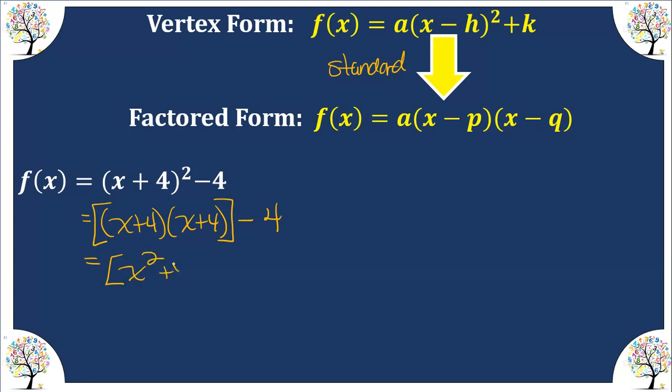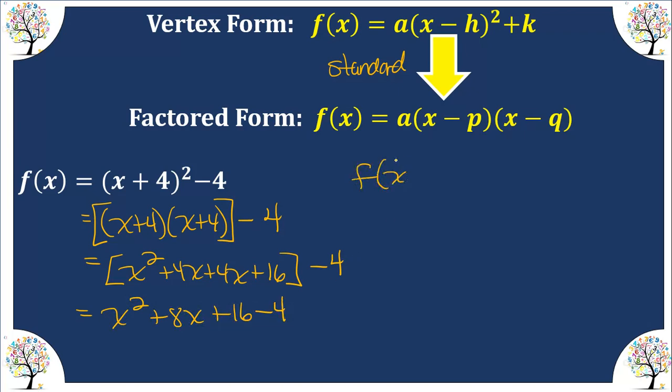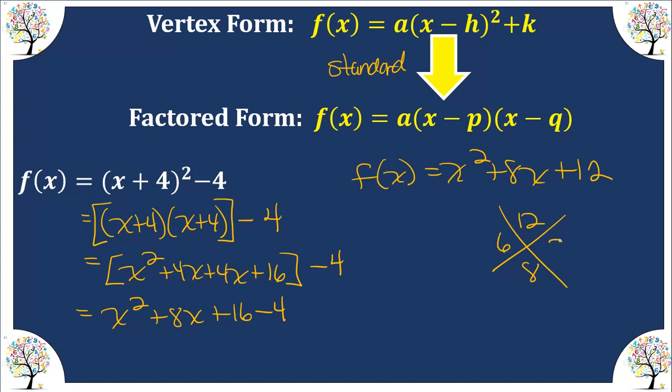X squared plus 4x plus 4x plus 16 minus 4. So I have x squared plus 8x plus 16 minus 4. So standard form is going to be x squared plus 8x plus 12. Now we need to put it in factored form. We have a times c. 8 is the linear term. We are going to use 6 times 2. So factored form, our a value is 1, x plus 6, and x plus 2.